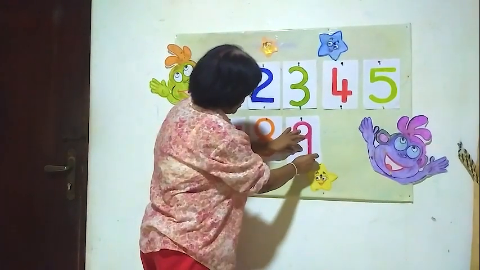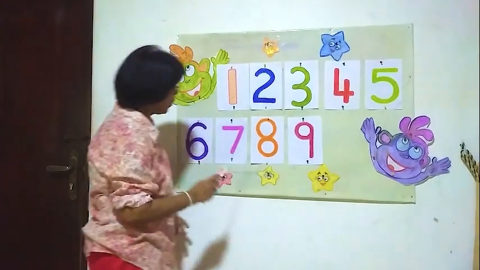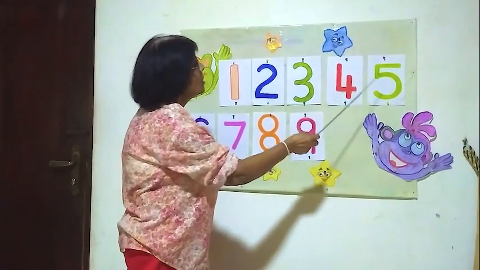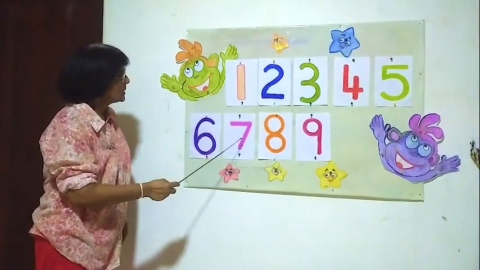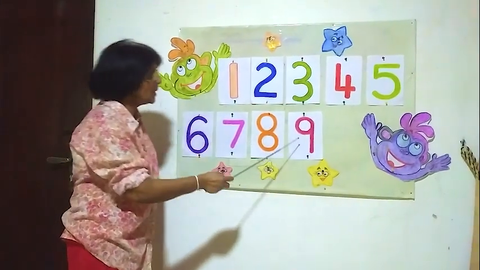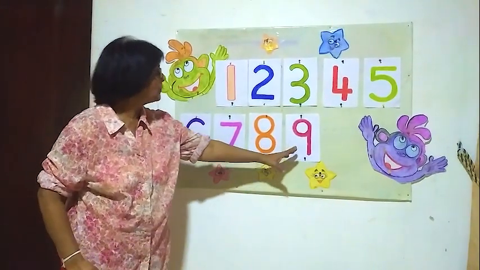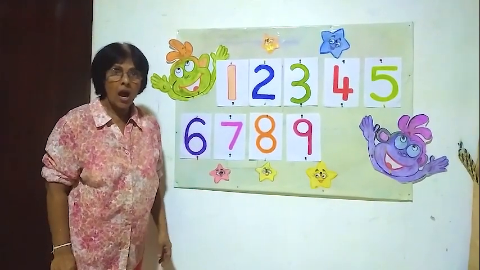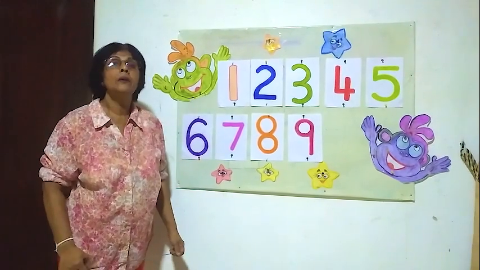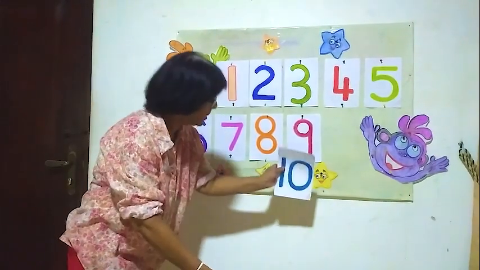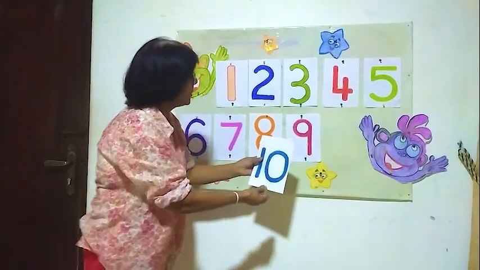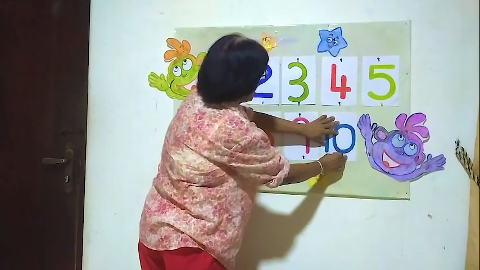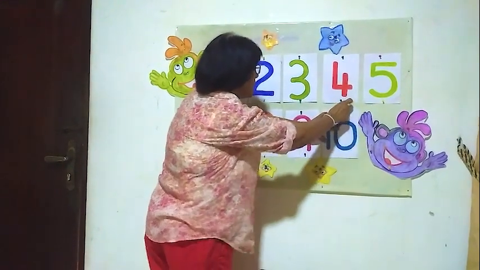So, we'll count again from the beginning. Here 1, 2, 3, 4, 5, 6, 7, 8, 9. Now up to 9, all the numbers are here. The last number after 9 is 10. What is the number? 10. Here the number 10. Okay. After number 9, number 10.